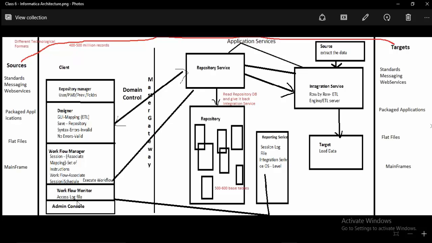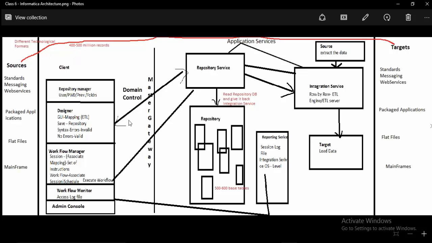By using the admin console, we will be configuring these services: integration service, reporting service, and repository services. We will be configuring these services and managing the users. And this Informatica generally operates on a domain control. You will have one domain, and under the domain you will have multiple nodes, a single node or multiple nodes.